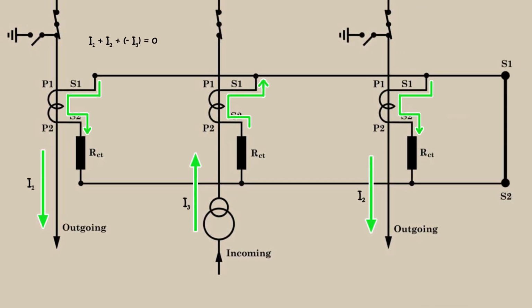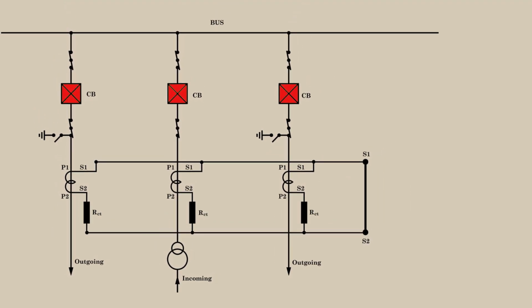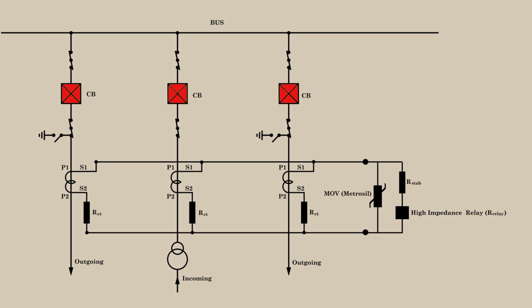The sum of the currents entering and leaving the node is 0. Therefore, the resultant current is 0 and no current will flow through this path. If we connect the relay here, nothing will pass through it and the relay will not operate. This is the basic concept of differential protection or bus differential protection.